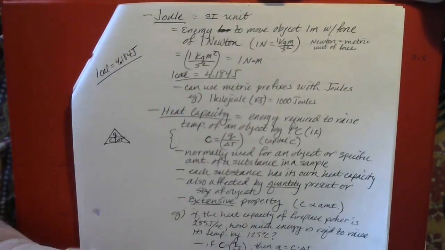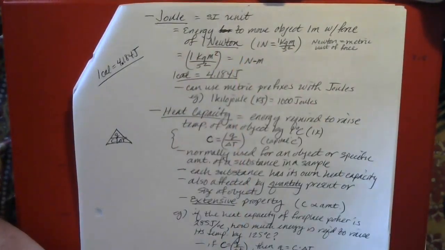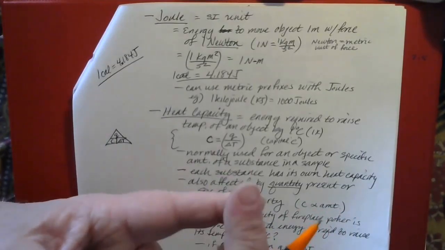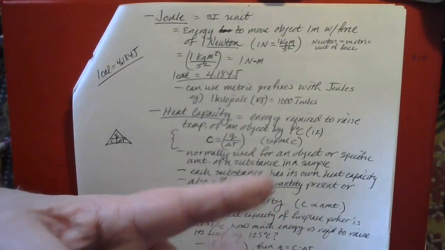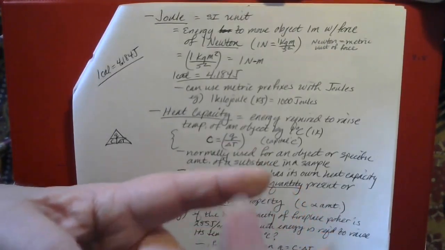Joules would be the metric equivalent, or sorry, not joules, but newtons. Newtons would be the metric equivalent. And so technically, if you want to talk about your weight in metric units, you would want to talk about newtons rather than kilograms, because remember, kilograms are a unit of mass, newtons are a unit of force, and weight is a force.